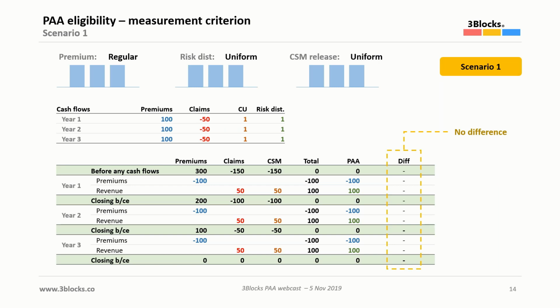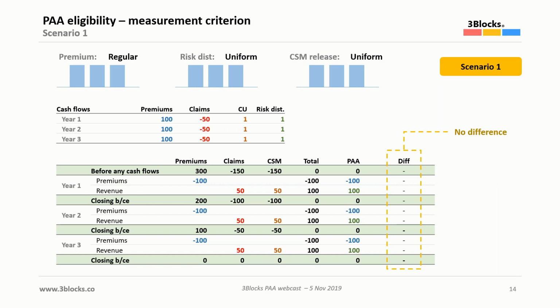The table at the bottom shows the liability for remaining coverage roll forward for each year. So we can see that in the first year, there's premiums of 100, claims of 50, CSM release of 50, and the total revenue is 100, sorry.